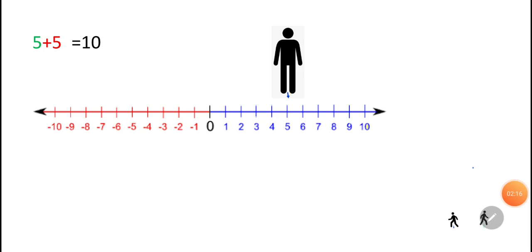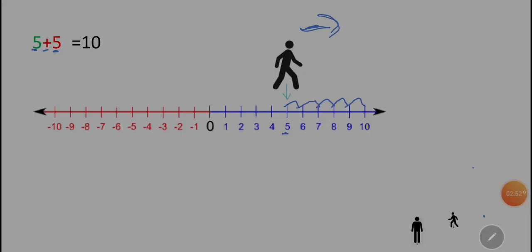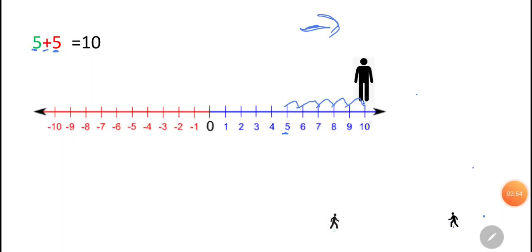Another way to look at it might be to use the number line. Can you see I'm starting off at 5, so the man is standing at 5. Now because it's a plus sign, the operation is plus, he has to face this way. So because of the plus sign, the man is now facing the right. Then it says 5, so he'll go forward by 5. So 1, 2, 3, 4, 5. Once the man takes those 5 steps, he ends up at 10.